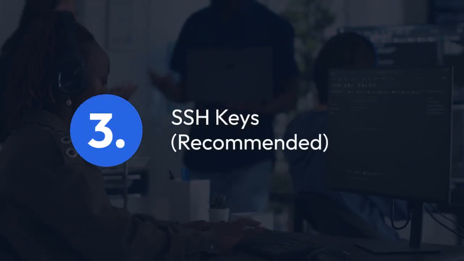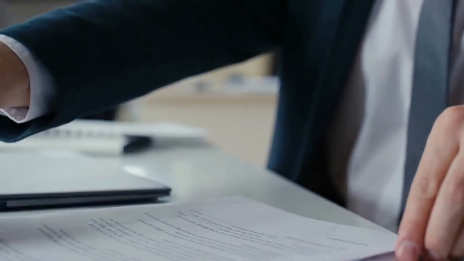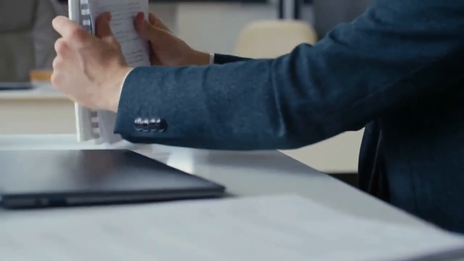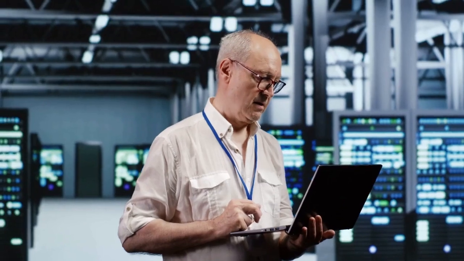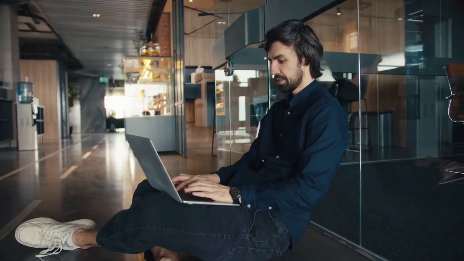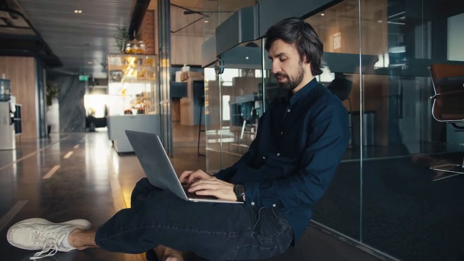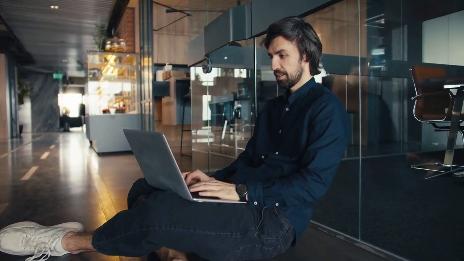3. SSH keys, recommended. SSH keys offer a more secure and streamlined authentication method. You generate a key pair, public and private, on your local machine. The public key is added to your Git provider's account, while the private key stays on your machine. Git uses the private key to authenticate you without requiring you to type your password every time.